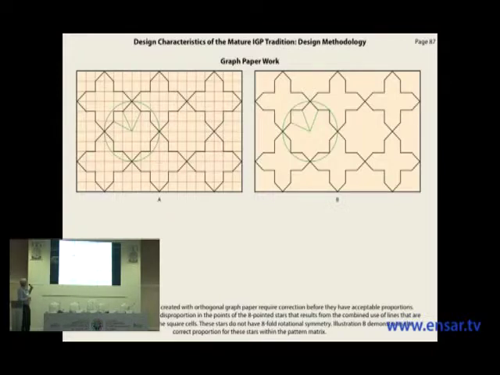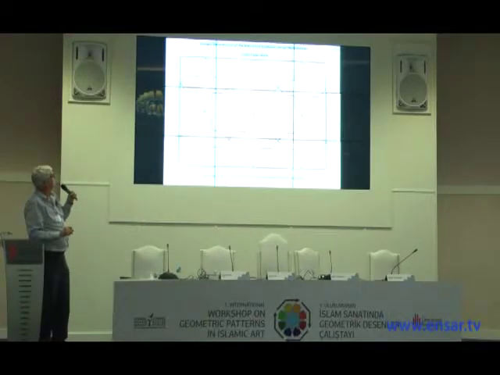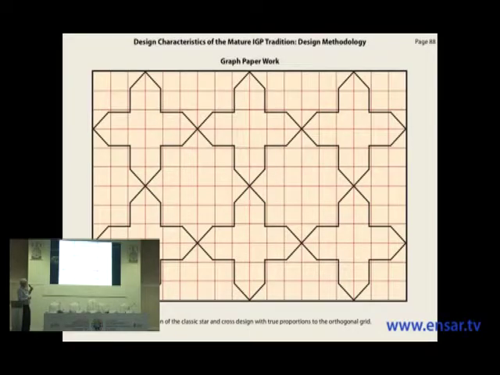And so graph paper sometimes is a better way of conceptualizing a design, but not of creating a final piece. You can see here how the black represents the ideal design and how it doesn't quite work with the graph paper.